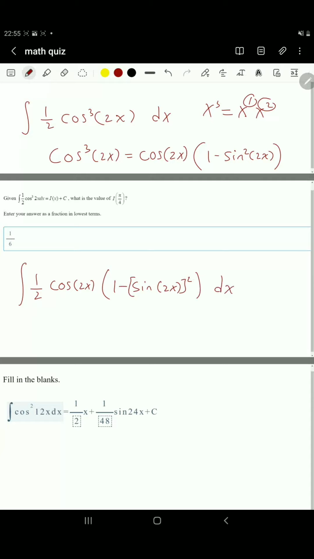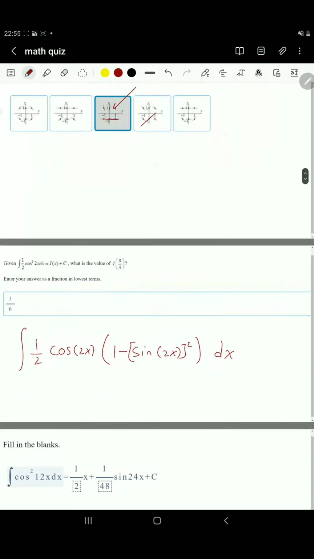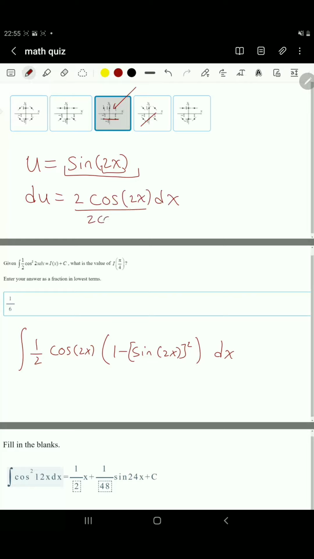dx, of course. Okay. Now we have a function and its derivative. The derivative of sine is cosine. So what do we do now? We do a substitution. We let u equal sine 2x. So du is going to be equal to the derivative of the inside, which is 2, multiplied by the derivative of the outside, which is cosine, times dx. Now we want to solve for dx.